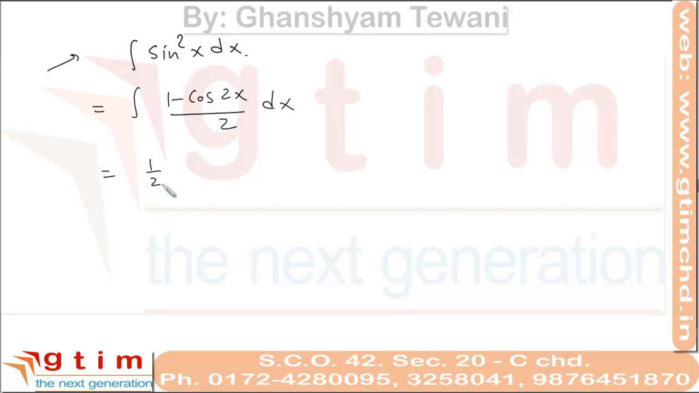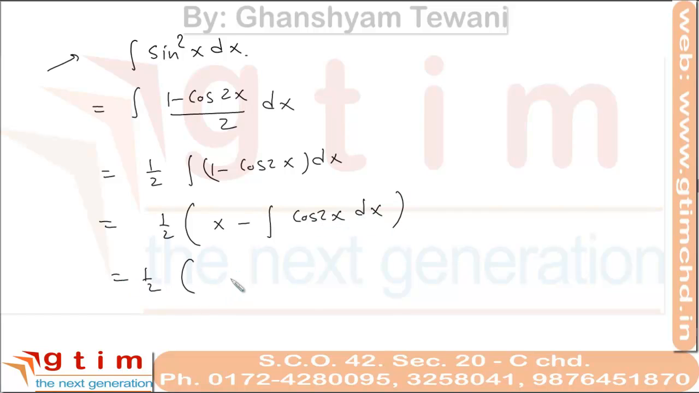Now take the half common, then this is 1 minus cos 2x. Integration of 1 is x. Integration of cos 2x, what will be its integration? Sine of 2x divided by 2, plus c here.